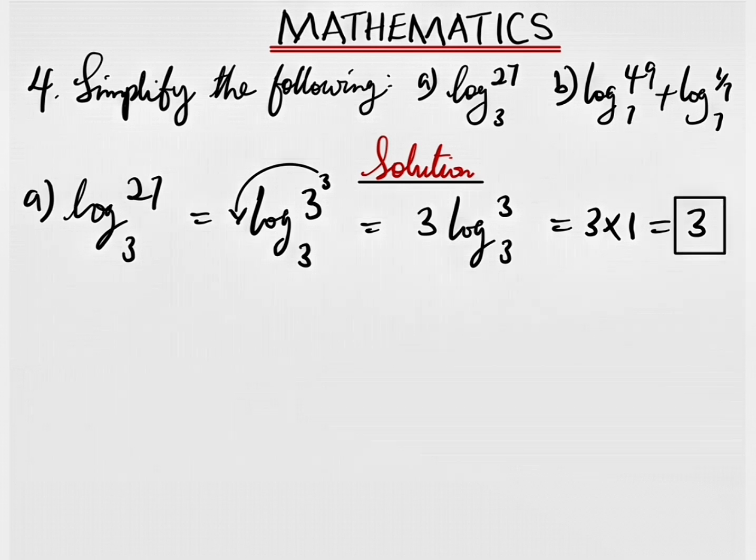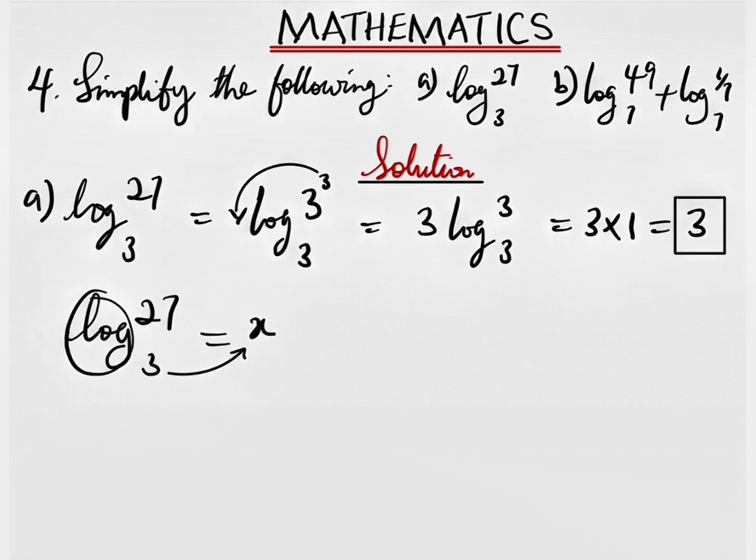Now let me show you the second method. The second method is, write log 27 base 3. Then you say equal to any variable. Let me say x. Then, to get rid of the log, you transfer this base to the right hand side and make x its exponent. All right, when you do that, the log will disappear.